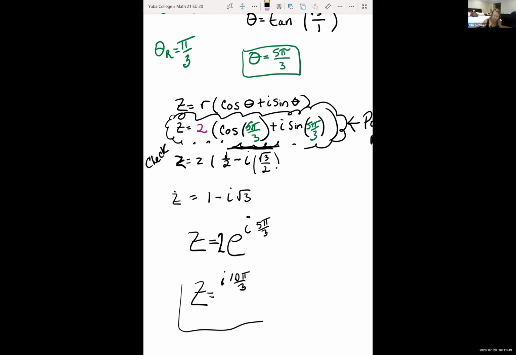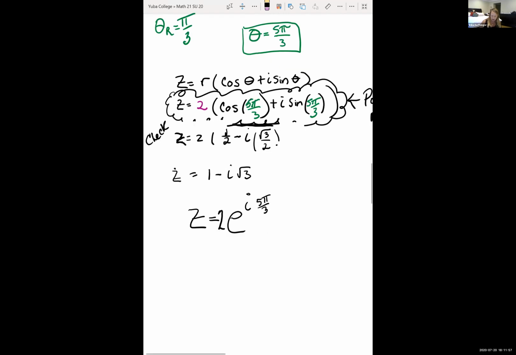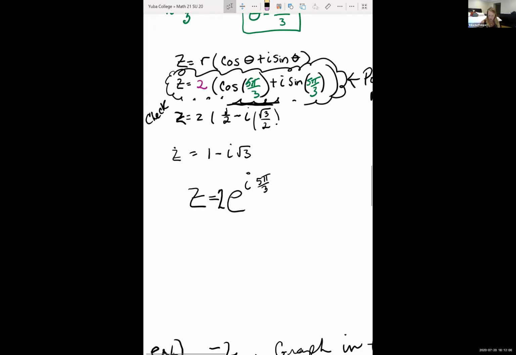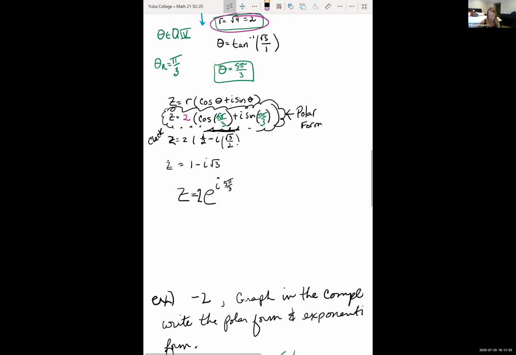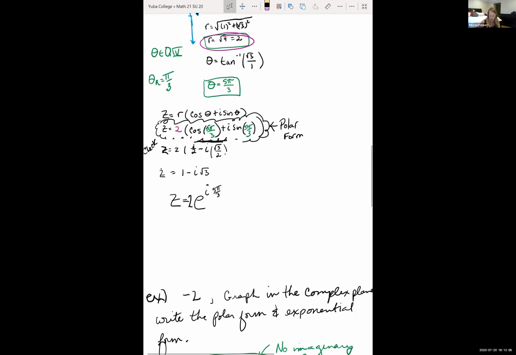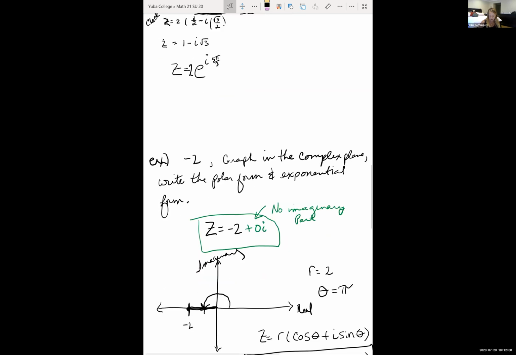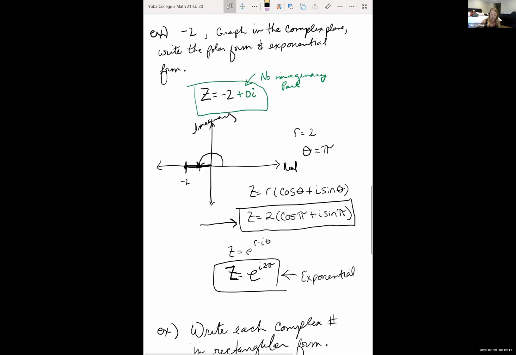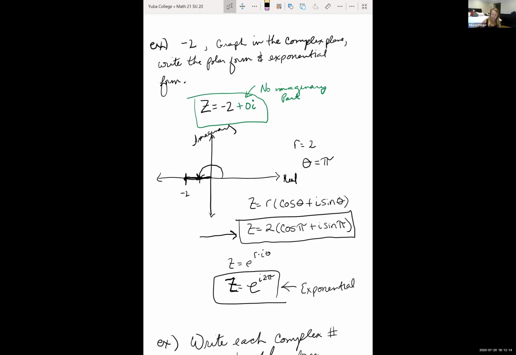They might be equivalent. I don't have the proof. It says that you have to have more extensive math to be able to do the proof. But let's just follow the formula. So here, our r value was 2. So r goes in front. So this should be z is equal to 2e to the i pi over 6.